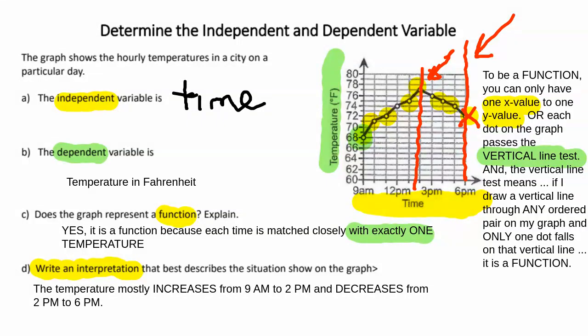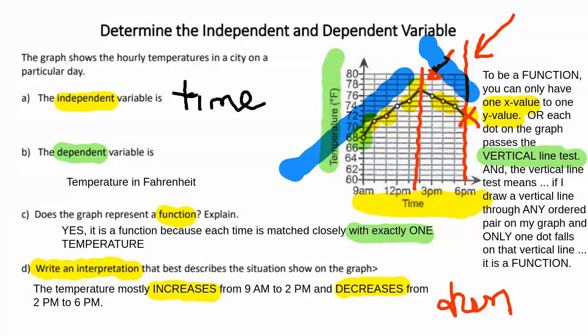Notice the words. These are the words you're going to have to watch out for. Increases, decreases. And if you look at the graph, it's increasing up to about 2 o'clock, and then it decreases. These words are part of what we call the trend. And interpretation is another way of saying we want a trend.